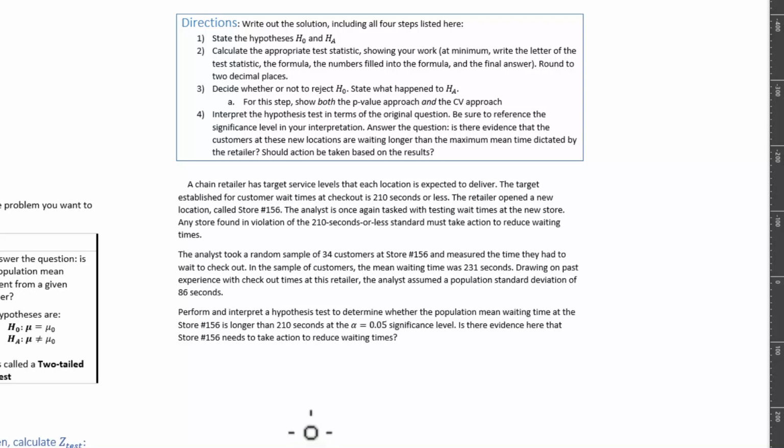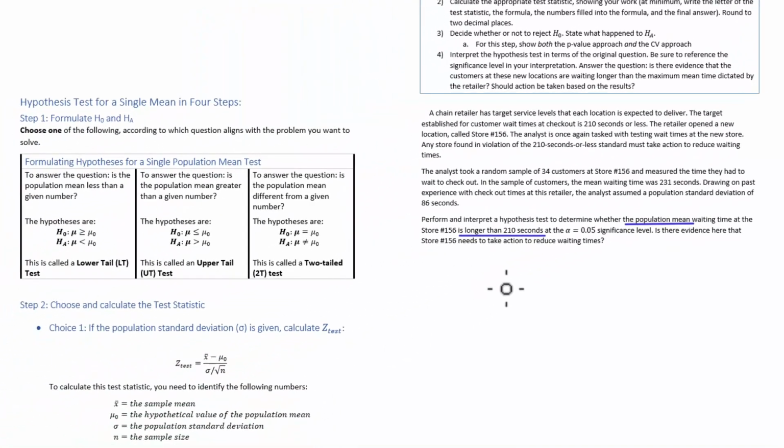Every hypothesis test is about a population parameter, and this one is asking about a population mean. So the parameter they have in mind is a population mean, and the question they have is, is this mean longer than 210 seconds? That question leads us to a hypothesis test about a single population mean, because that question aligns with one of the 3 questions that the hypothesis test for a single mean can answer.